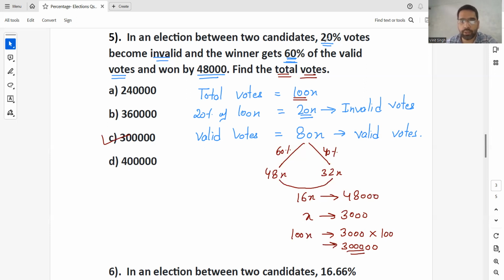First of all, 20% votes become invalid. So for total votes, we assume 100x. And 20% invalid, so 20% of total votes, 20x, becomes invalid. So the valid vote is 80x. They are asking for the total votes. That's why we multiply by 100x. If they were asking for the valid votes, then we would multiply by 80x, 3000 into 80. It becomes our valid votes.